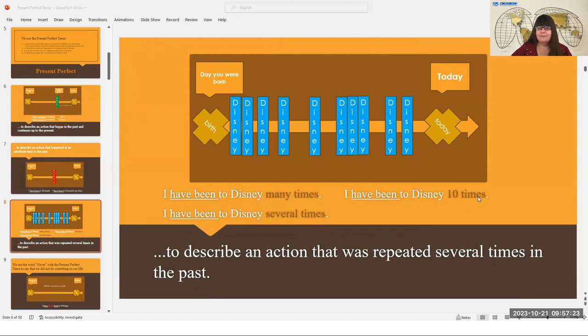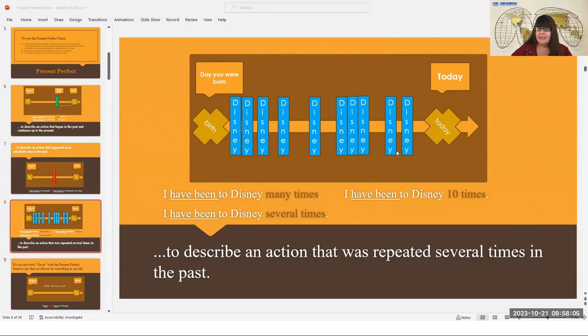number of times. So if we look at our chart, okay, the day I was born, we are having a conversation today about Disney. And during my life, 1, 2, 3, 4, 5, 6, 7, 8, 9, 10. I have been to Disney 10 times. So only because I put this visual chart, you can see that I went to Disney when I was a child, a teenager, a young adult, and more recently also.